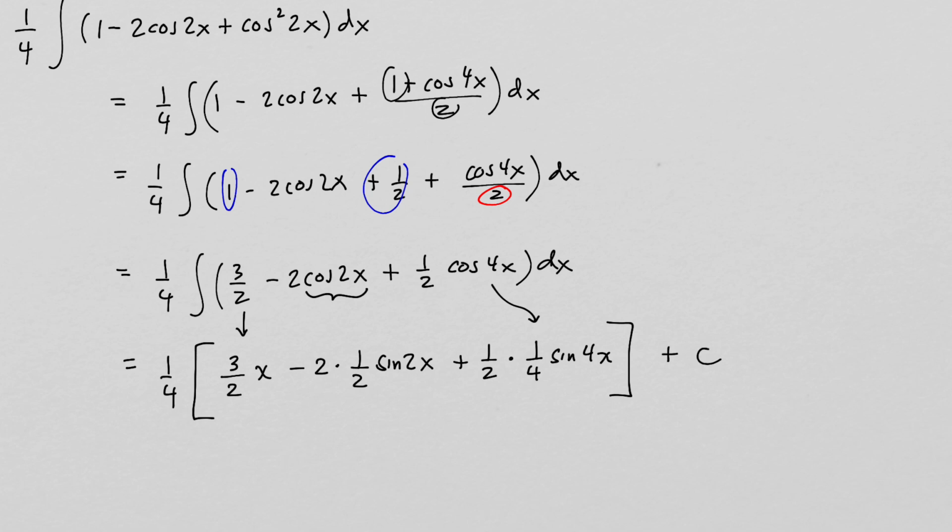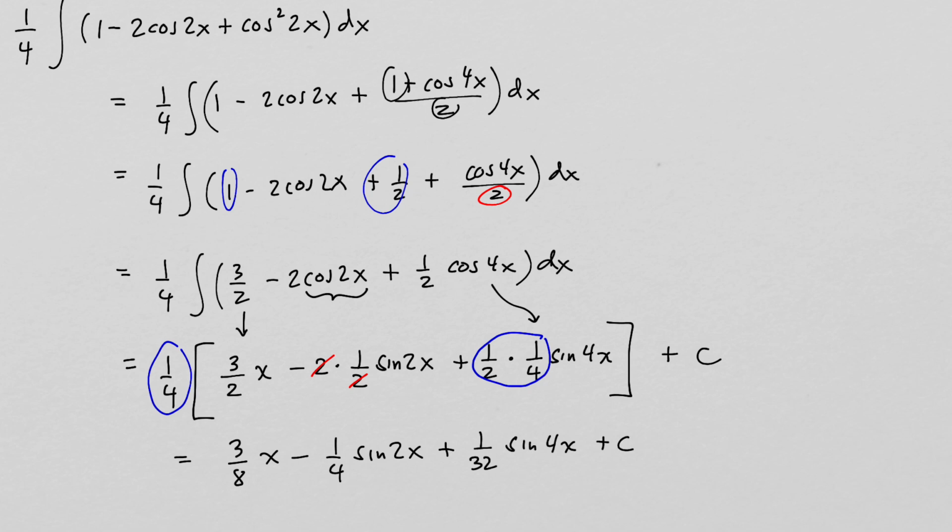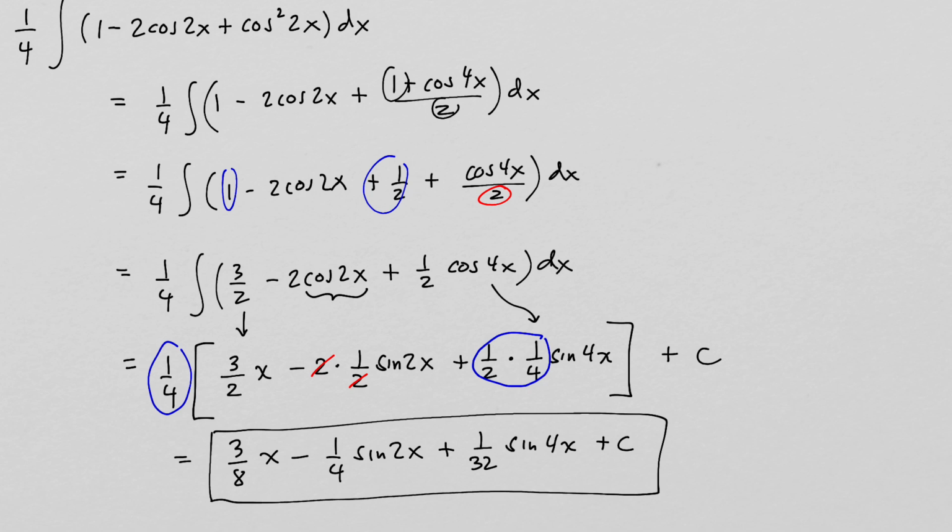plus c. And so the last thing we need to do is just distribute 1/4 to all of these, simplify what we can, so we can cancel the 2's here, for example. And when we do that, we're going to get 3/8 x minus 1/4 sine of 2x plus, right here we have 1/8, but then multiplied by 1/4 is going to be 1 over 32 sine of 4x plus c. And this is our final answer here.